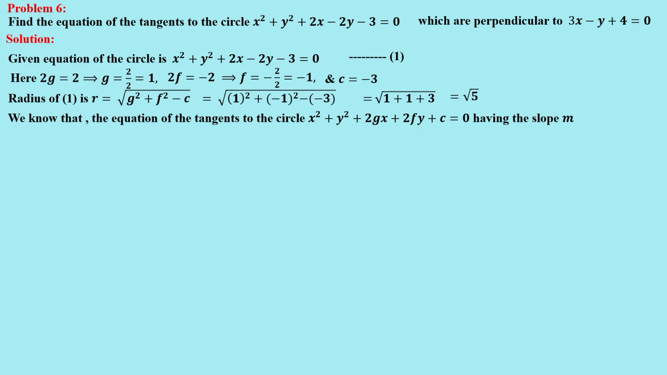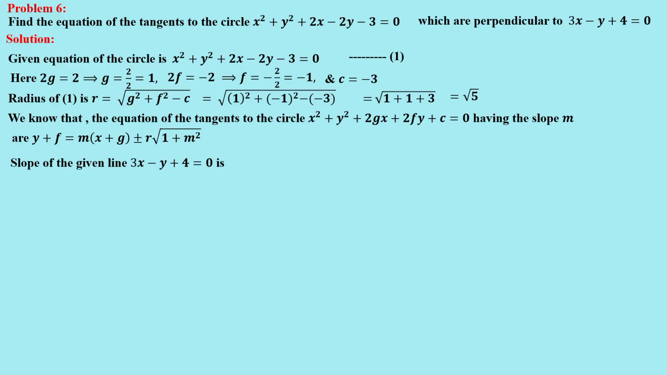We know that the equation of the tangents to the circle x square plus y square plus 2gx plus 2fy plus c equal to 0 having the slope m is y plus f equal to m into x plus g, plus or minus r root of 1 plus m square. R is the radius of that circle, right? M is the slope of the tangent, right? So we know this formula. We are going to use this formula here.